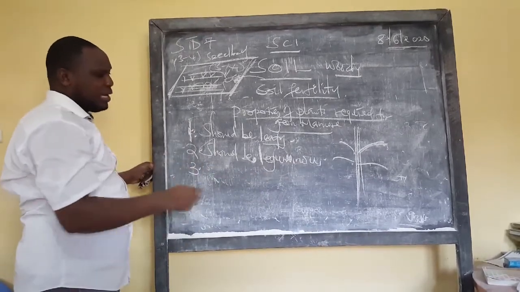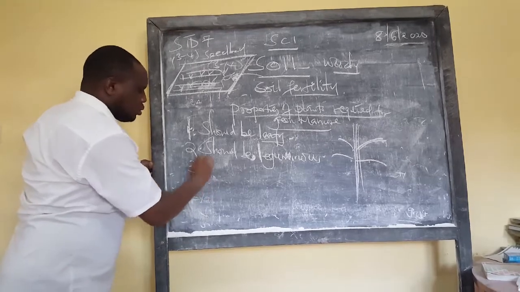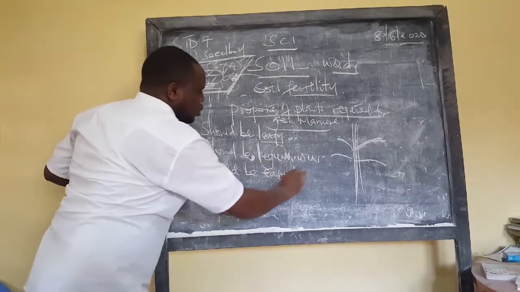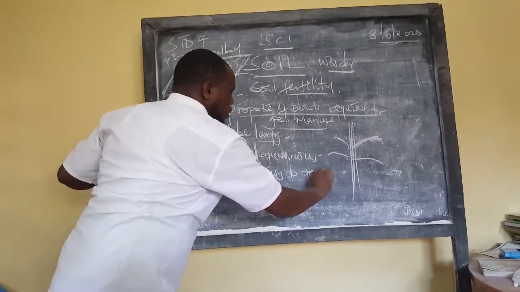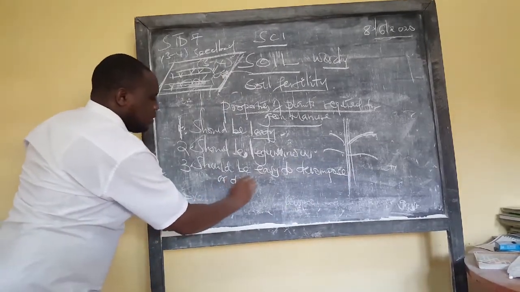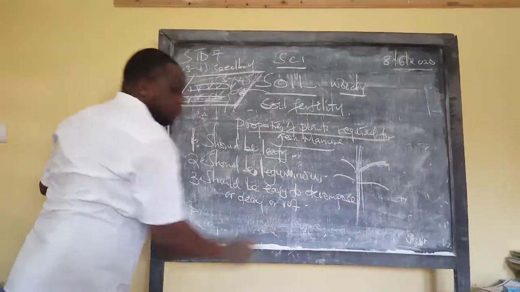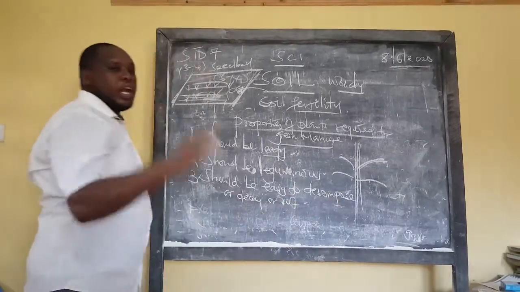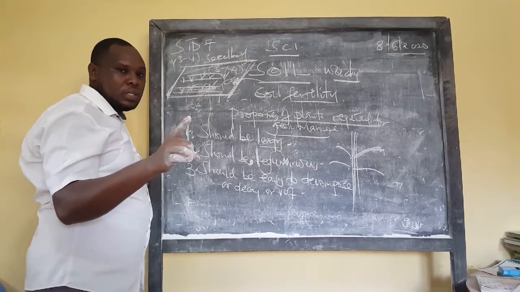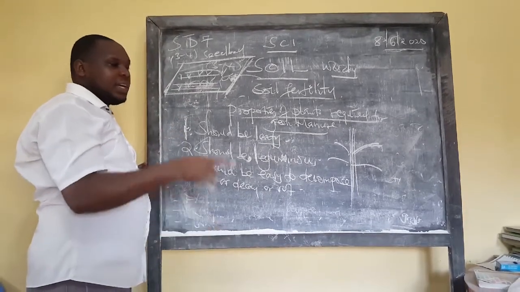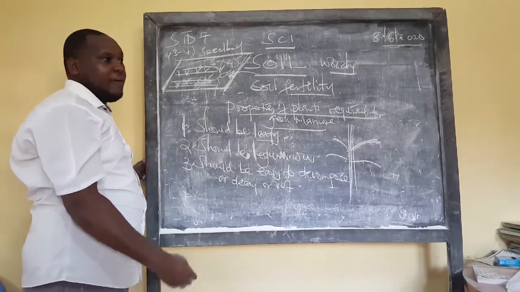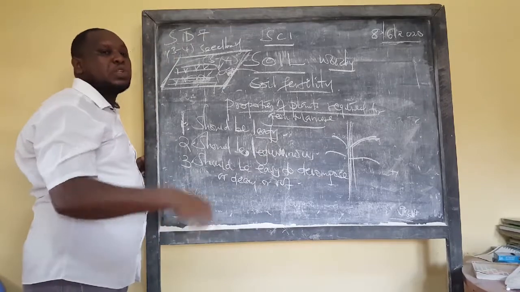Number 3, other than being leguminous, it should be easy to rot. Should be easy to decompose or decay or rot. All these mean the same. Should be easy to decompose. Don't use a plant that will take 1 month or 2 months to decompose, because it is the decomposition that fixes nitrates into the soil, and therefore the other plant that will be grown there will utilize that.